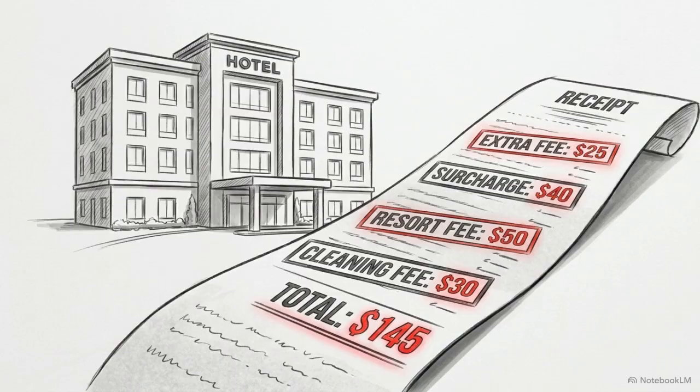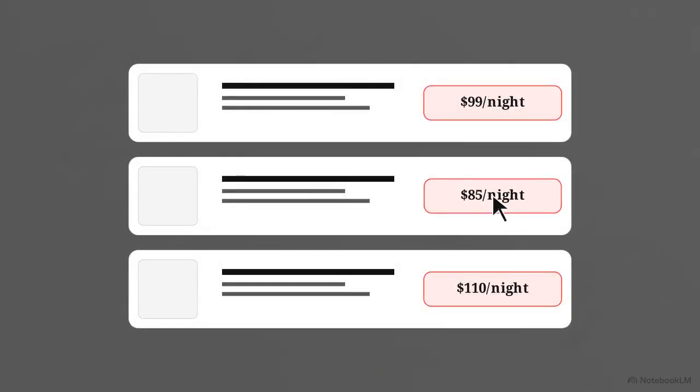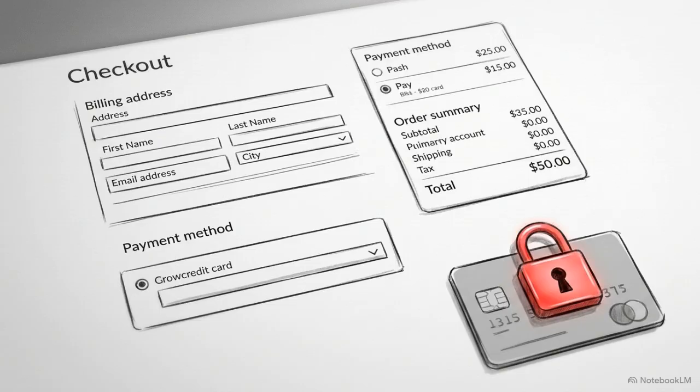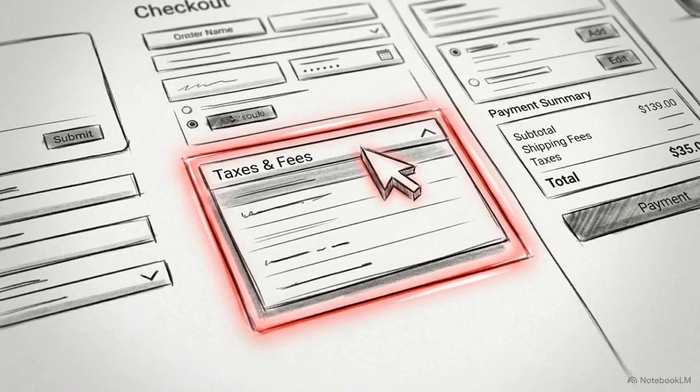Now let's apply this logic to hotels, where we have to deal with the friction tax. Third-party booking sites will often display artificially deflated search results to grab your attention and beat out their competitors. To find the real cost, ignore that initial search page. Click all the way through to the final checkout screen before you even consider entering your credit card. Once you reach the checkout page, look for the Price Details section and click right here on the Taxes and Fees drop-down menu. This is exactly where the platforms bury the extra costs.